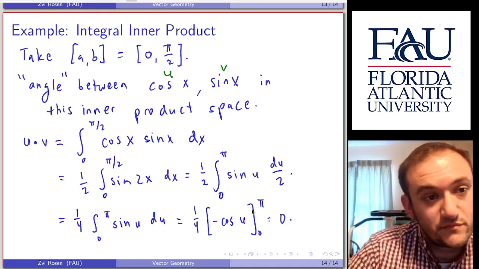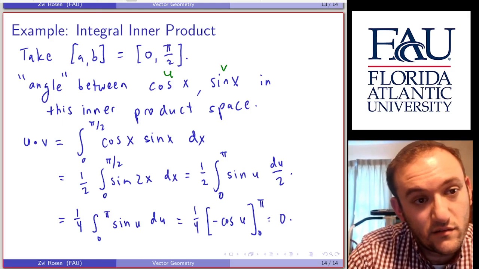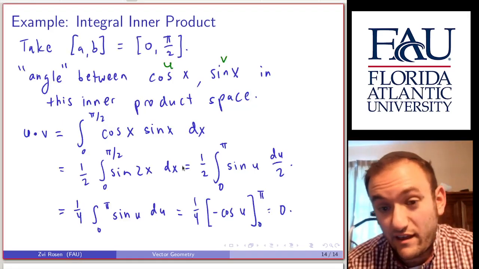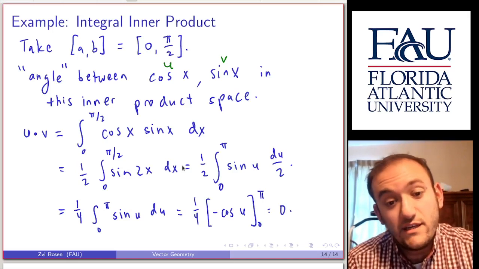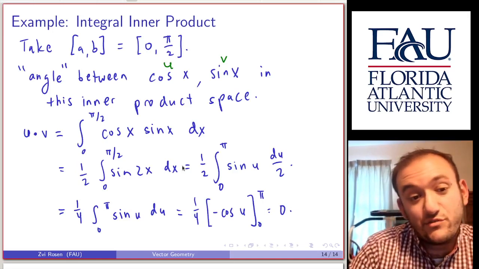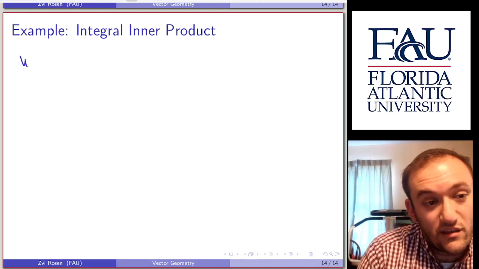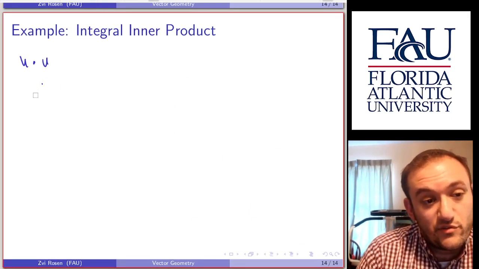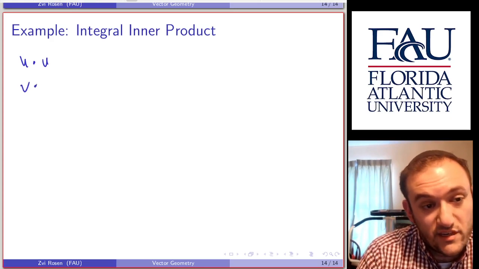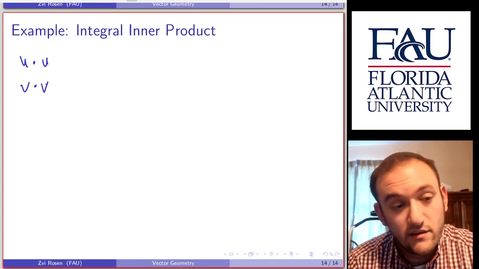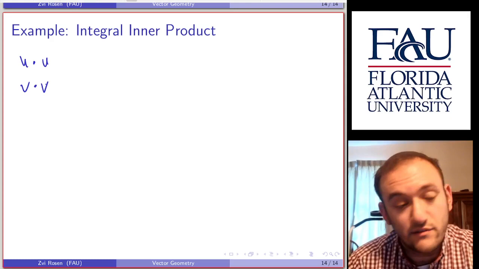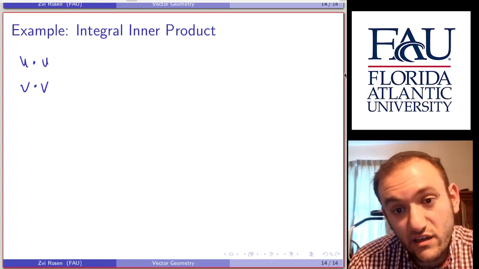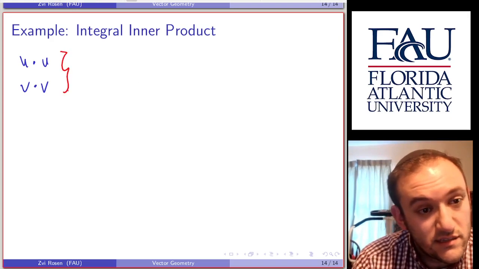Okay, meanwhile, because u dot v is 0, I don't even have to write out u dot u or v dot v. Both of these will be non-zero because we know that these are only 0 when u or v itself is 0. So u dot u and v dot v, these do not matter.